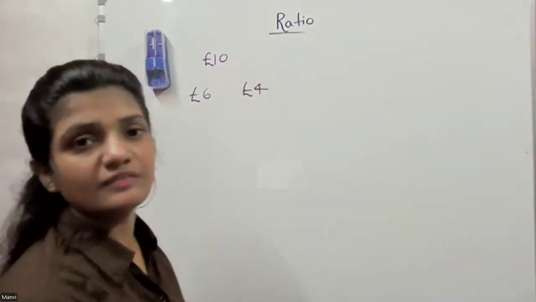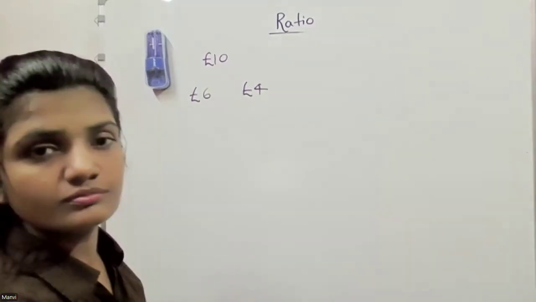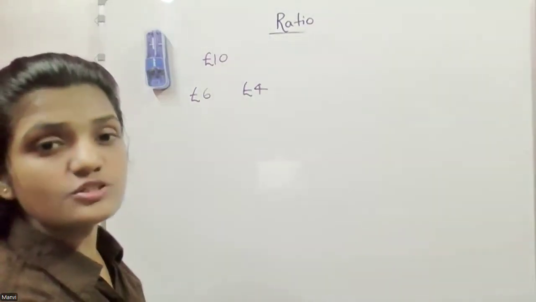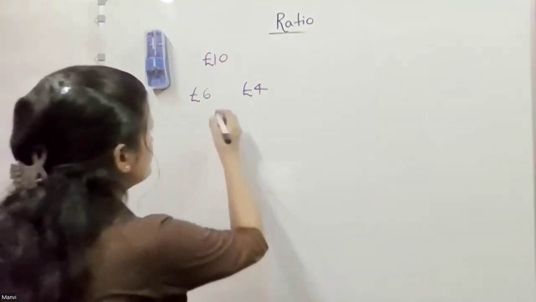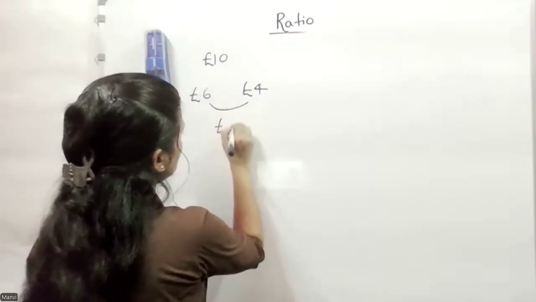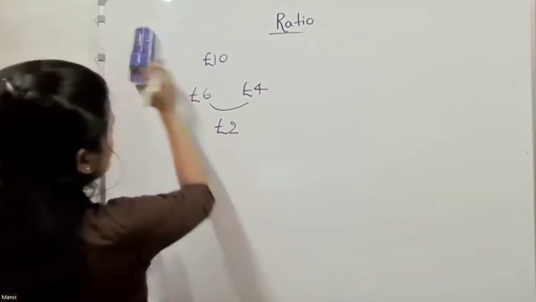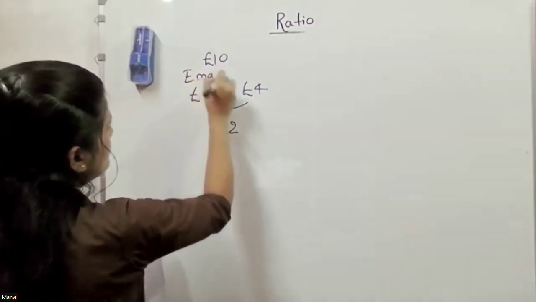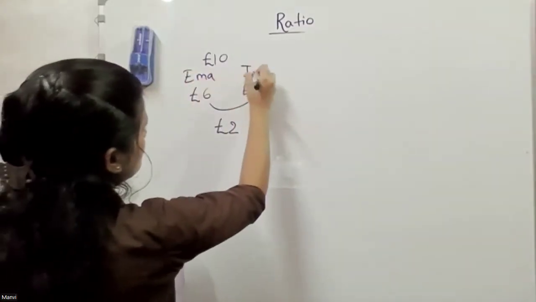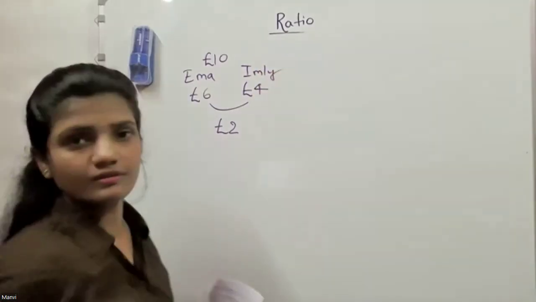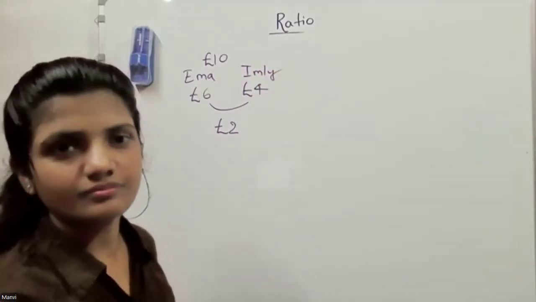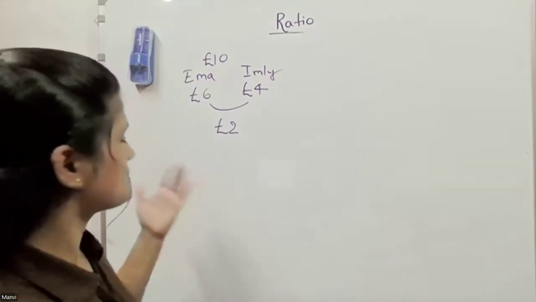So what is the difference between these two? The difference is 2 pound. The difference of money is 2 pound, right? This is Ima and second is Emily. Okay. There are 2 girls whose names are this and that.